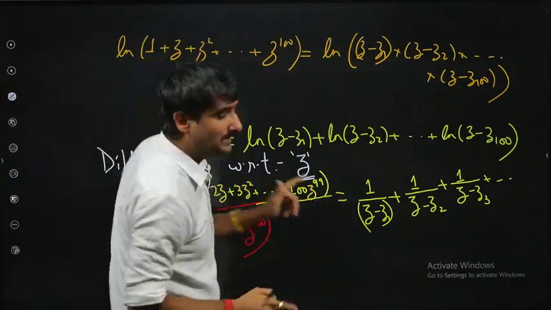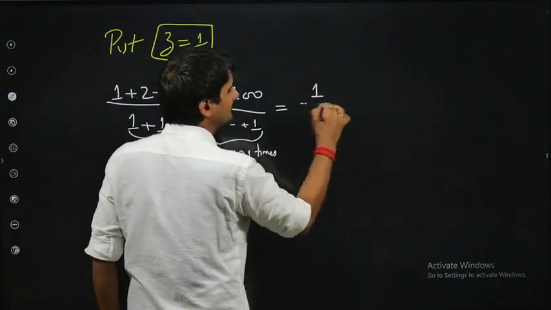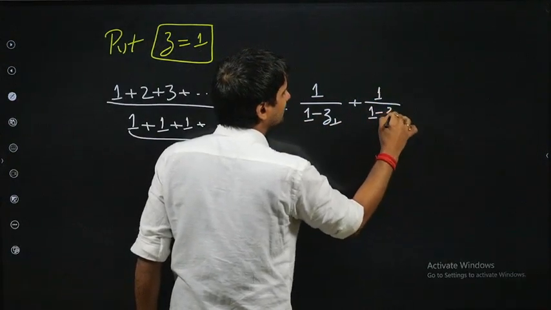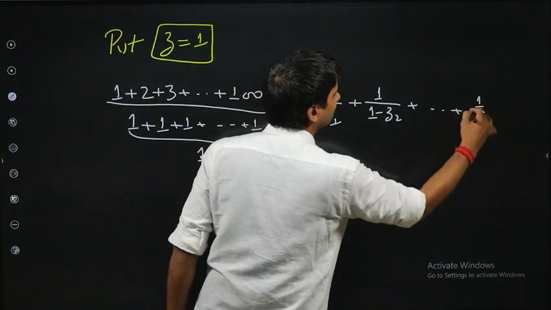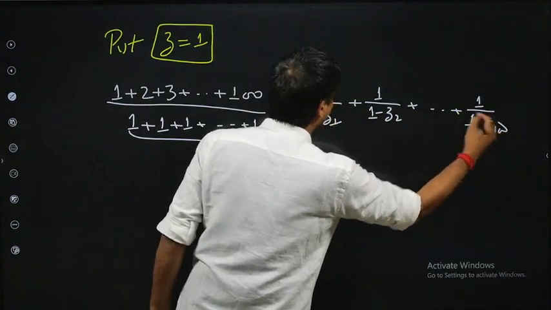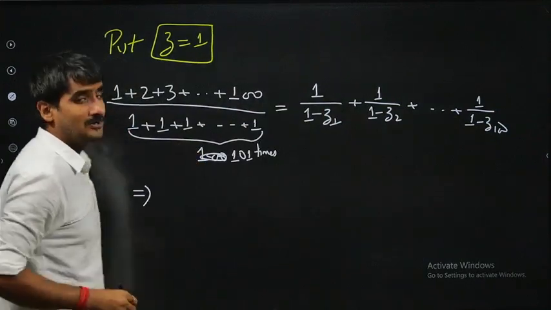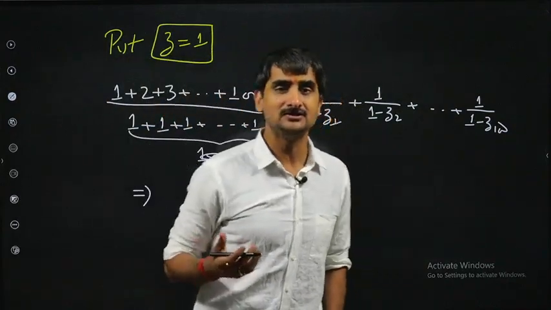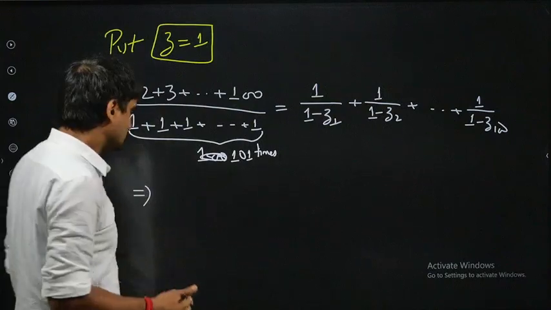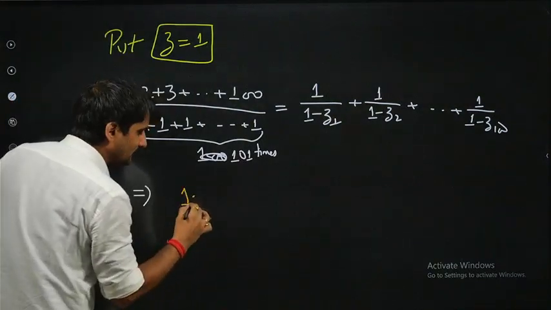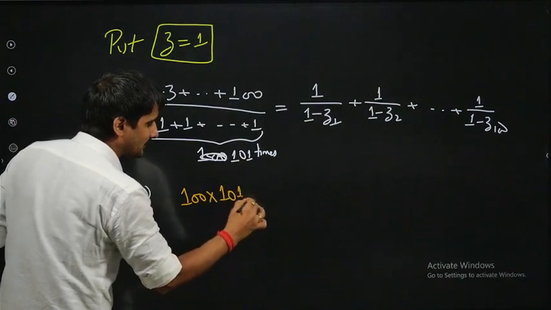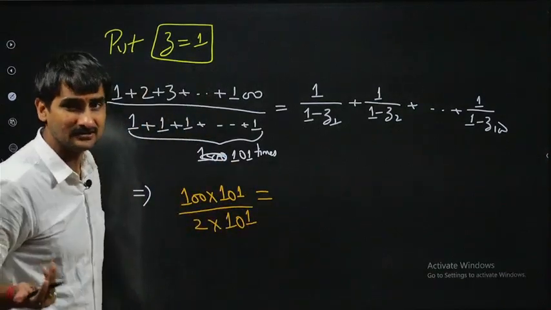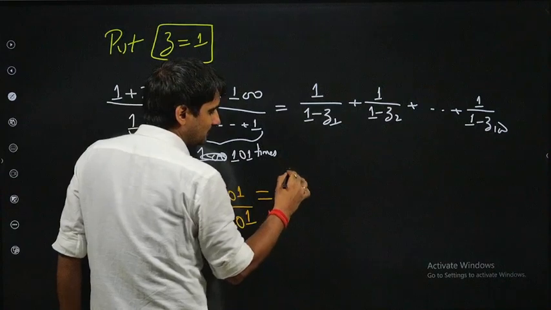So it's 101 times. Now in the RHS, what do we get? When I replace z by 1 here, we get 1 upon 1 minus z1 plus 1 upon 1 minus z2 and so on till 1 upon 1 minus z100. In the numerator is the sum of the first 100 natural numbers, and the sum of the first n natural numbers is n into n plus 1 by 2, n is 100, so 100 into 101 by 2. In the denominator you have 101 terms, so 1 plus 1, 101 times is 101, and in the RHS we have whatever we have.